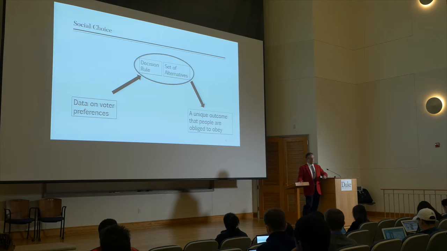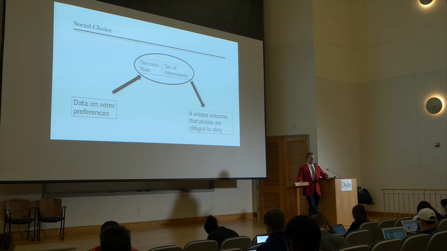Arrow's theorem shows that the problem is actually ontological. There does not exist a best outcome using voter preferences as data. You can't go from decentralized voter preferences expressed as votes and get a determinate outcome. Now, maybe that doesn't surprise you.